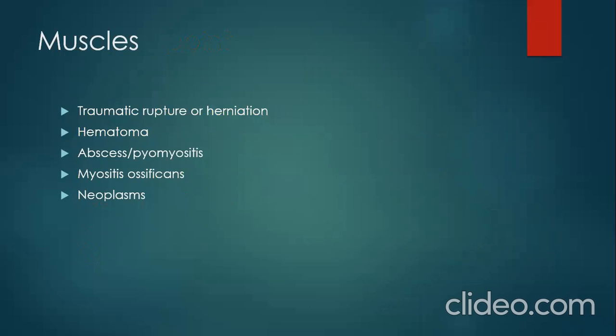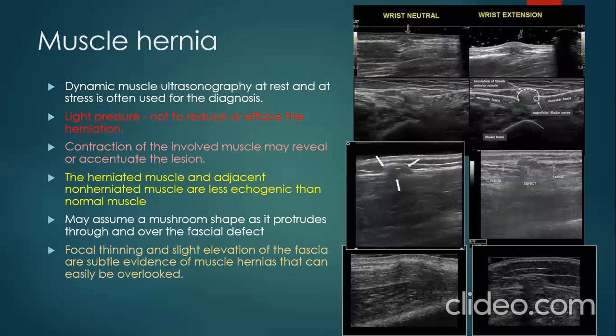Moving on to muscles, the lumps and bumps that we might be dealing with when we are looking at muscles include traumatic rupture or herniation. Sometimes they also get these hematomas and abscesses that we're talking about. They also get the infection, myositis ossificans, and sometimes neoplasms. So when dealing with muscle hernia, the advantage of ultrasound is you have the dynamic maneuver of the patient at rest and at stress to aid in your diagnosis.